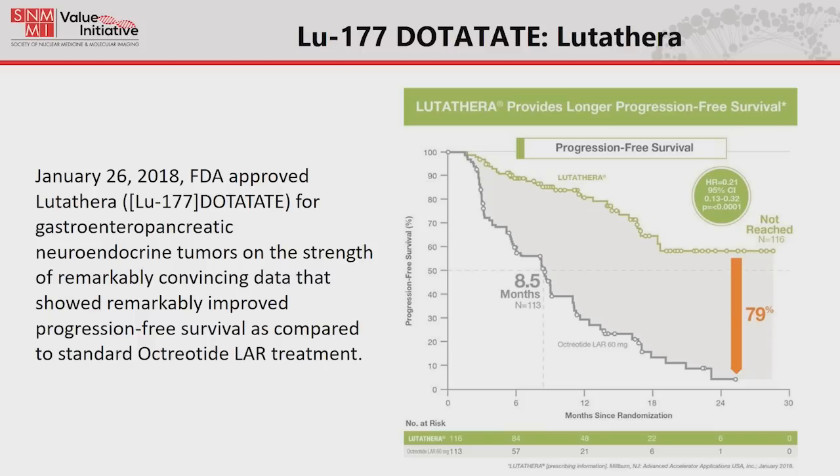This is results from the trial. A lot of you have probably seen this. The green line is the people, it's progression-free survival. That doesn't mean the cancer goes away. It just means it's not getting any worse, right? And so the green line is people who have received the Lutathera, and the gray line is people who just kind of had the standard treatment, which is not really much treatment at all.